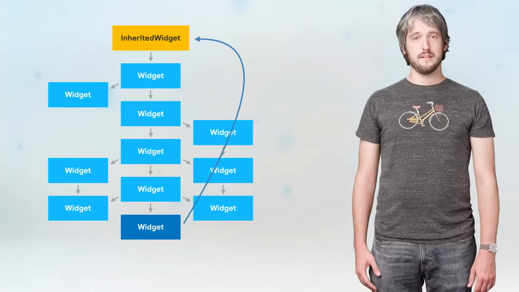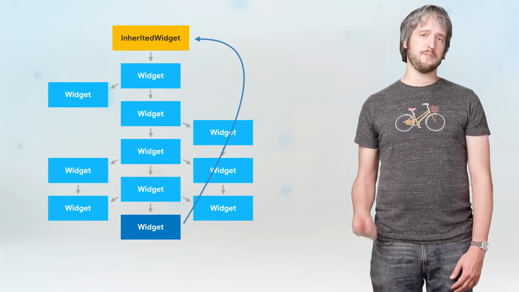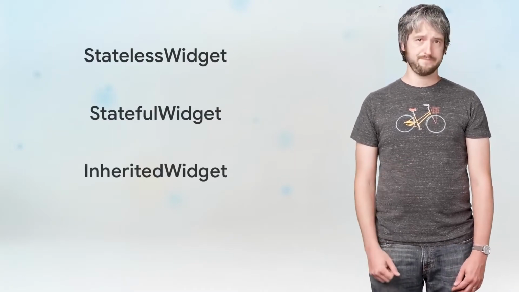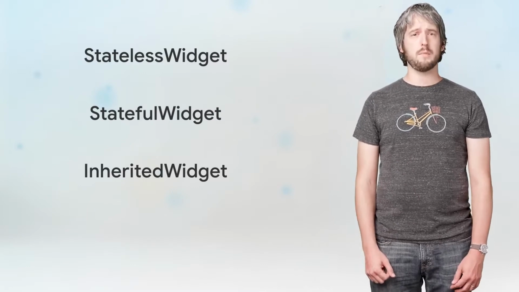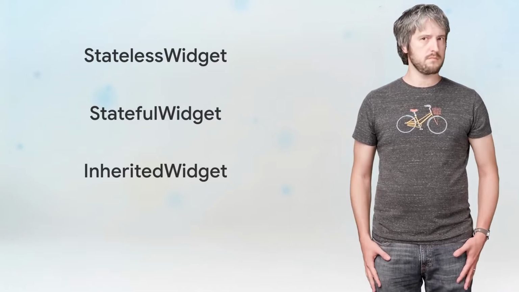To summarize, inherited widget is very neat. It lets you access state from way above in the tree. So in the past 3 episodes, we've covered 3 really useful widgets: stateless, stateful, and inherited. Next time, we're going to talk about something very different, but equally important: keys.